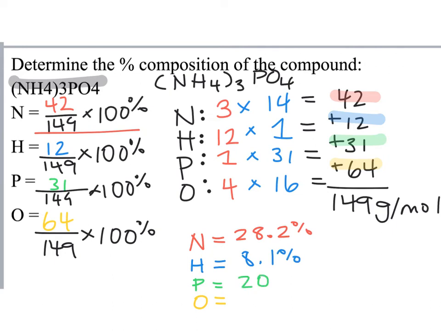Phosphorus is 20.8% of the mass in this compound. And oxygen is 42.9% of the mass for this compound. And if you want to double check that you did everything right, if you add all of these up, they should add up to 100%, which they do.